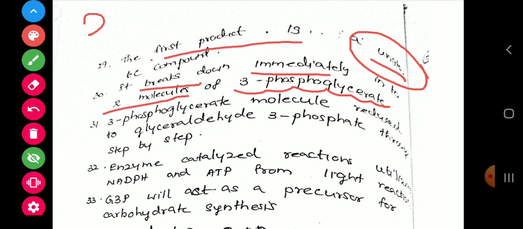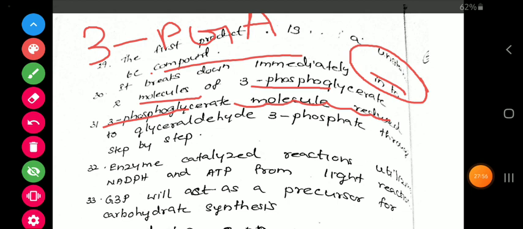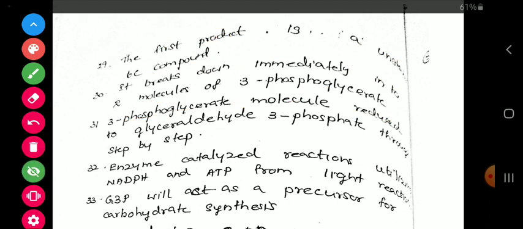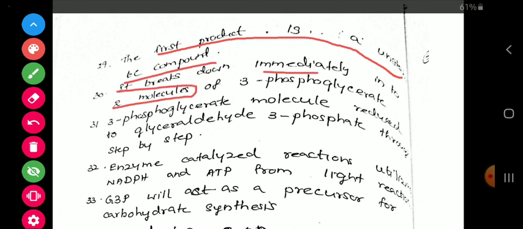3-phosphoglycerate is 3-PGA. So what breaks down? The first product, the unstable 6 carbon compound, breaks down immediately into 2 molecules of 3-phosphoglycerate, 3-PGA.